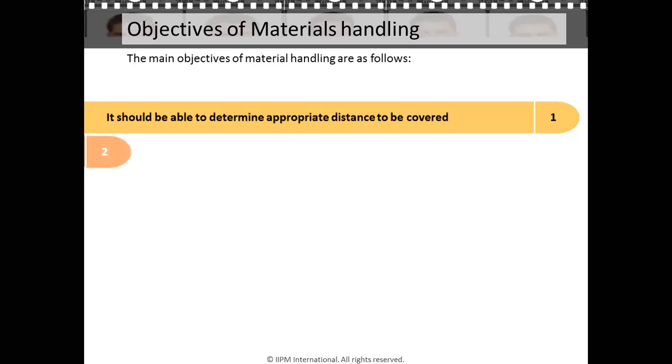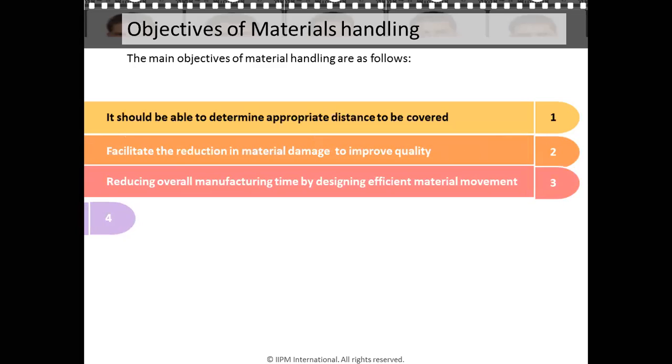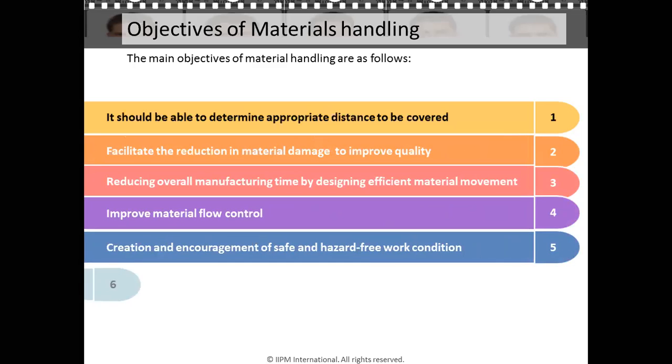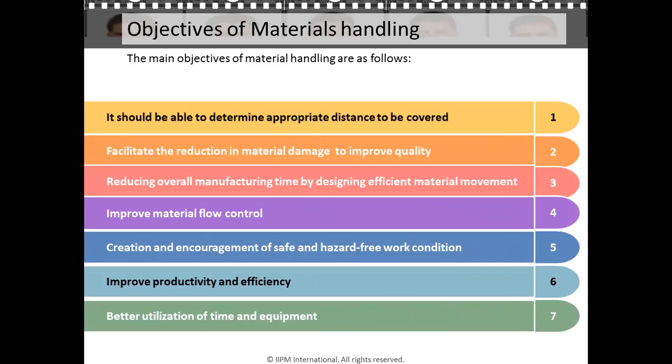Objectives of material handling. The main objectives of material handling are as follows. It should be able to determine appropriate distance to be covered, facilitate reduction in material damage to improve quality, reduce overall manufacturing time by designing efficient materials movement, improve material flow control, creation and encouragement of safe and hazard-free work conditions, improve productivity and efficiency, better utilization of time and equipment.